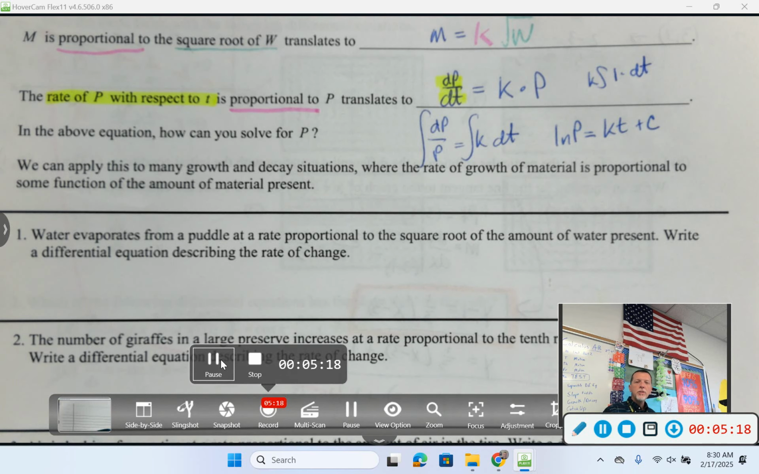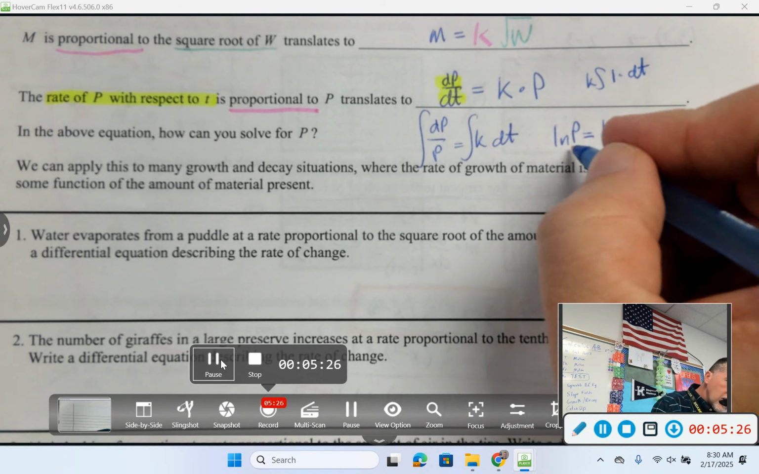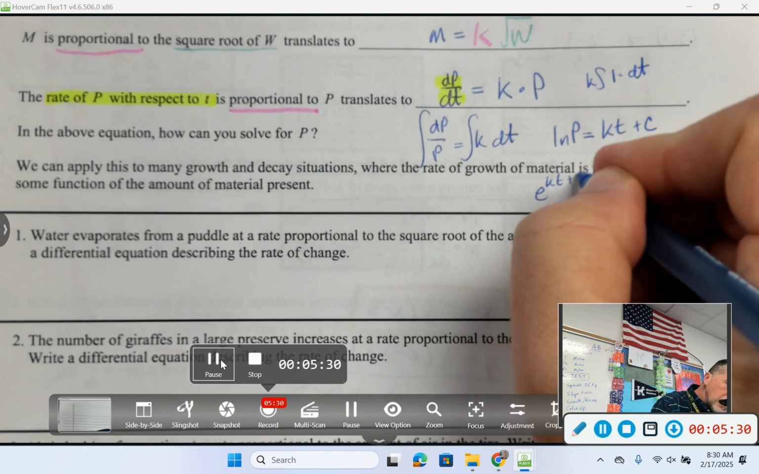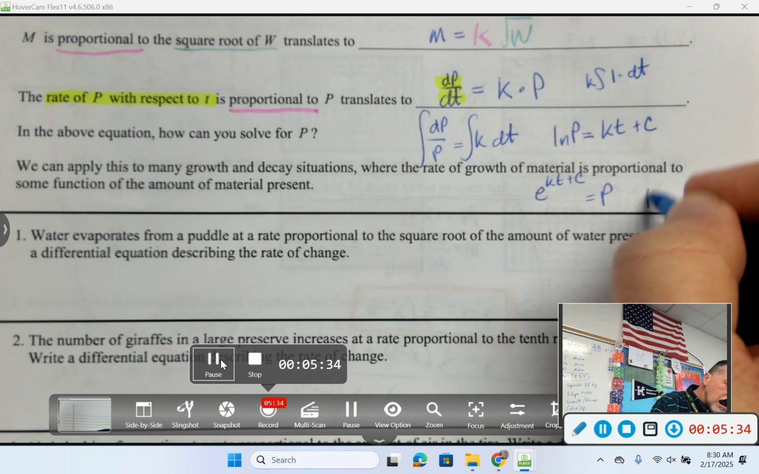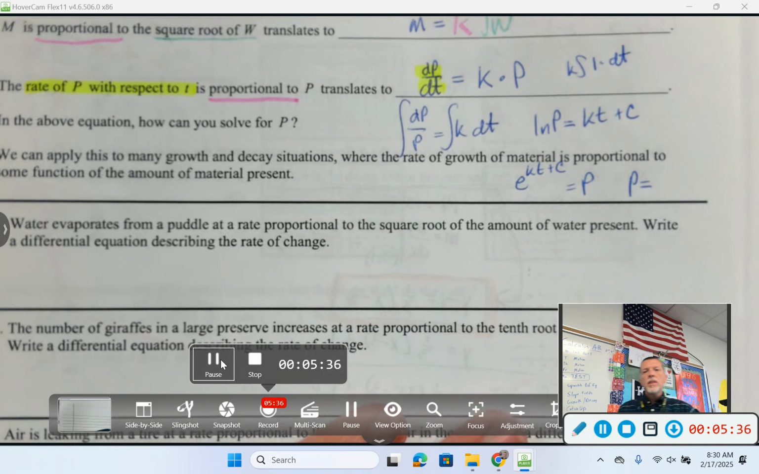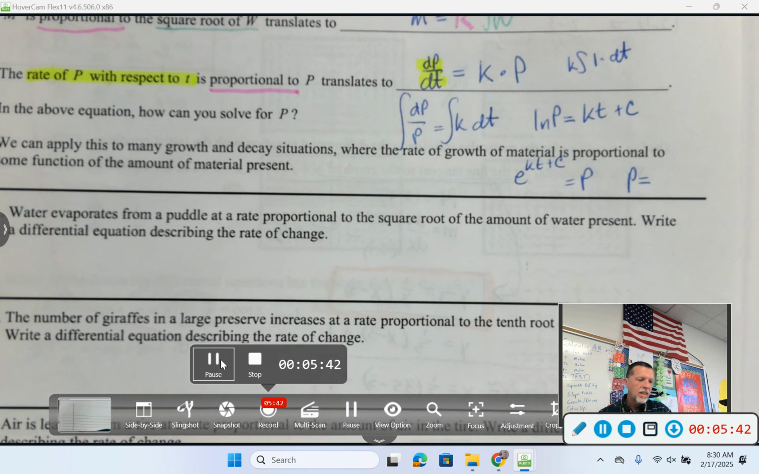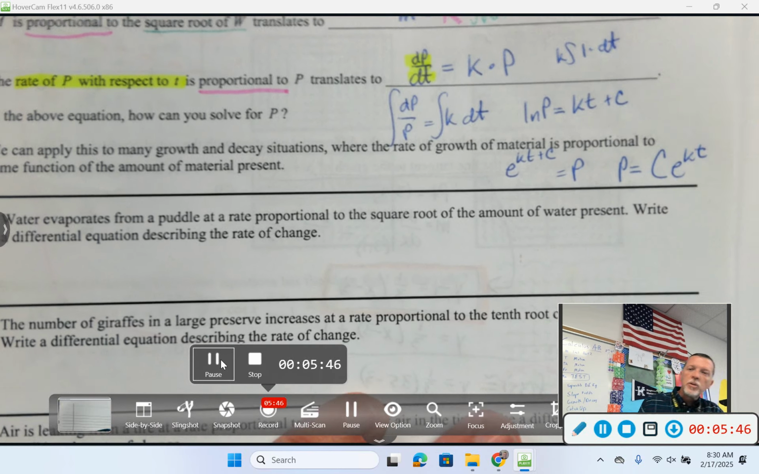And then what would we do to solve for p? Base e in the loop-de-loop thing, the fishhook thing. So this would be e to the kt plus c equals p. And then there's one more algebra step that we usually take. You can put that c out front. It's a different c, but since we don't know what it is yet.